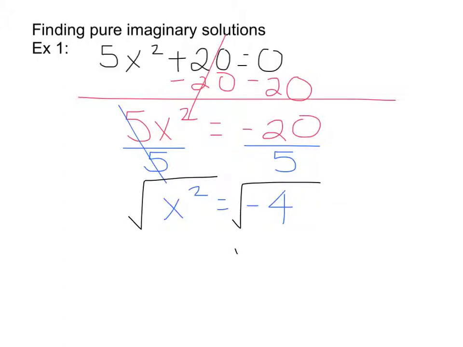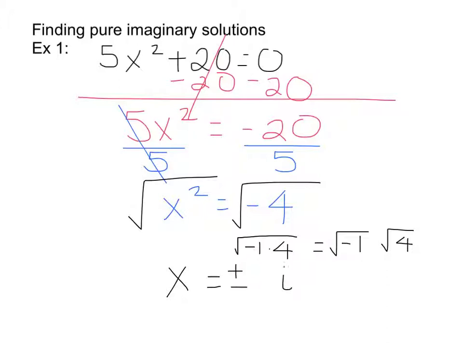Remember, the square root of negative 4 is the same thing as the square root of negative 1 times 4, which breaks down into the square root of negative 1 times the square root of 4, and whenever you take the square root you get plus or minus. The square root of negative 1 is i, the square root of 4 is 2, so your answer is x equals plus or minus 2i.